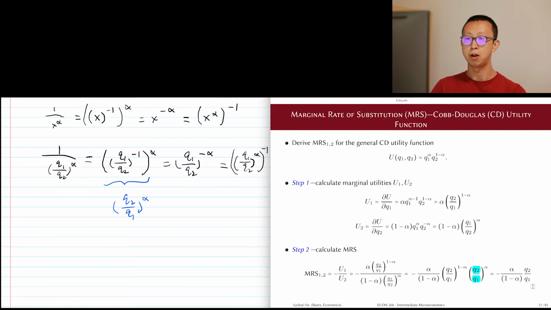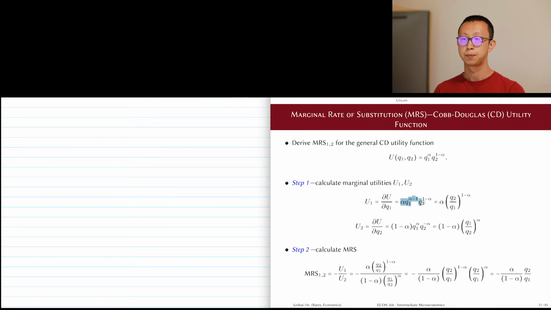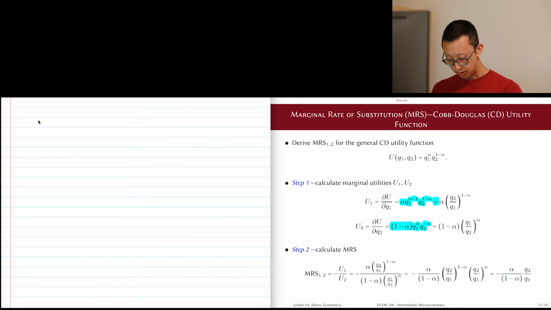Well, of course, you can follow exactly the same method we used on the previous slide. So instead of using the flipping the ratio type of approach, we could simply plug in these expressions into the following expression of marginal rate of substitution.